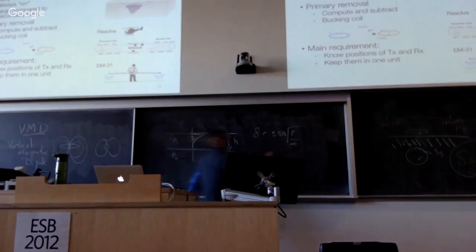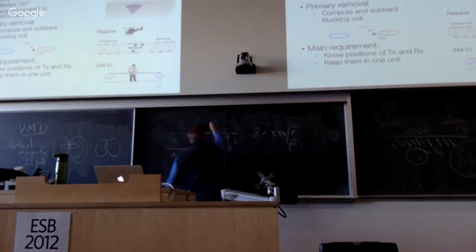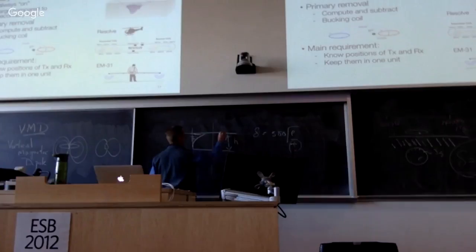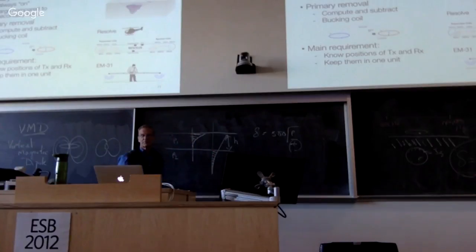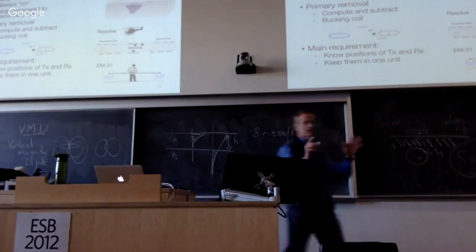If I lower the frequency, now my EM waves are going to penetrate more deeply. And now I'm going to start to see something of what's going on down here. Therefore, my signal is going to be sensitive not only to this resistivity and layer thickness, but also to the resistivity underneath. So that's the basic concept.